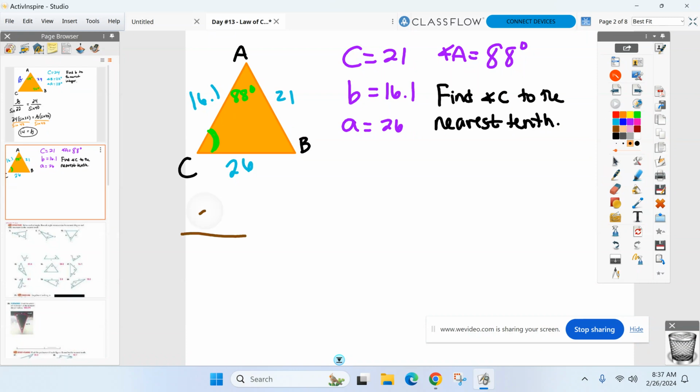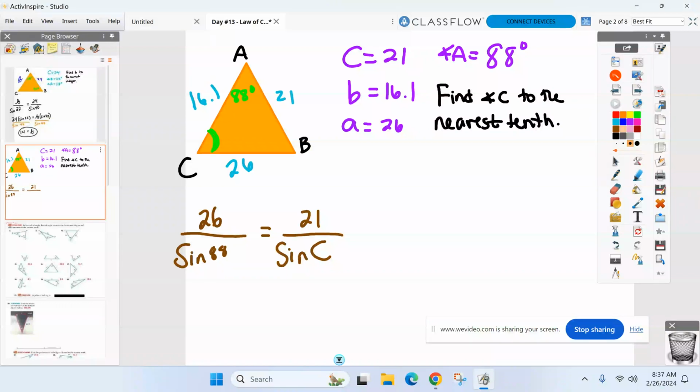Let's start out with side 26. I'm going to start with 26 because I know the angle across, which is sine of 88. I don't want to use 16.1 because I don't know the angle across from that one. So 26 over sine of 88 equals 21 over, and I don't want an X on the bottom, so I'm going to put sine of C because we're looking for angle C. You can put an X there if you want, just make sure the sine is with it.